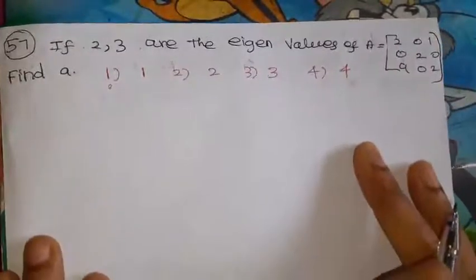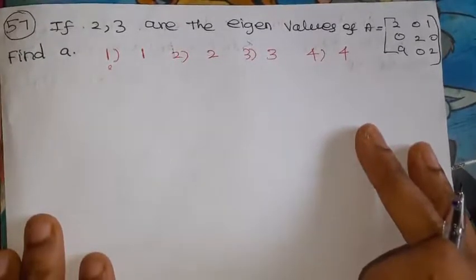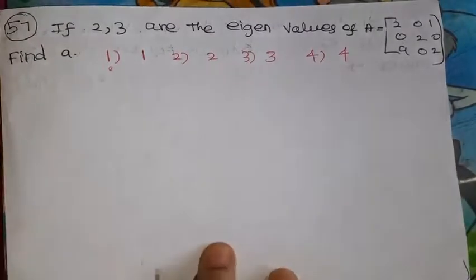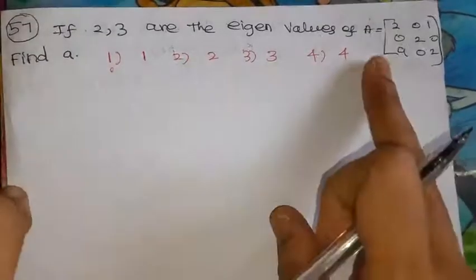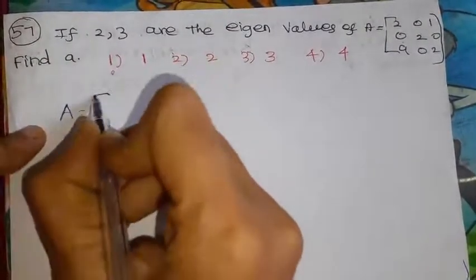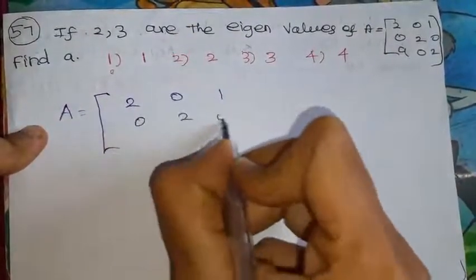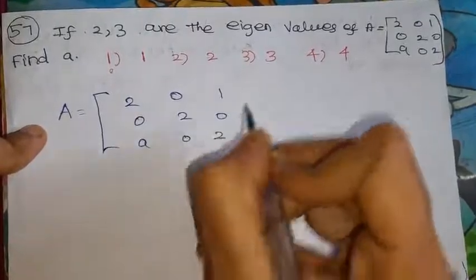We'll move on to the next one. If 2, 3 are the eigenvalues of A, then find out a. We need to find out the a from the given matrix. So first we will write down the matrix given in the problem: 2 0 1, 0 2 0, a 0 2.